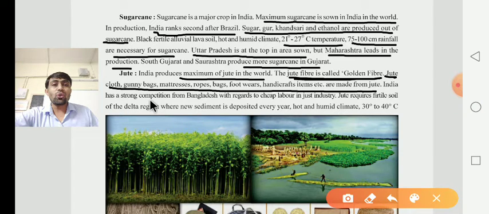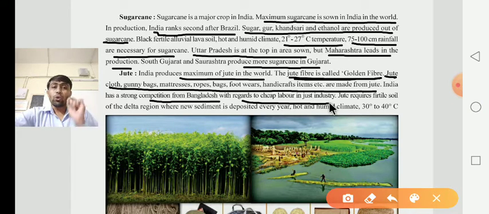India has strong competition from Bangladesh. India has strong competition with Bangladesh with regard to cheap labor in the jute industry. Here they have given a spelling, but the right thing is jute industry. This is the wrong spelling in the textbook they have given.